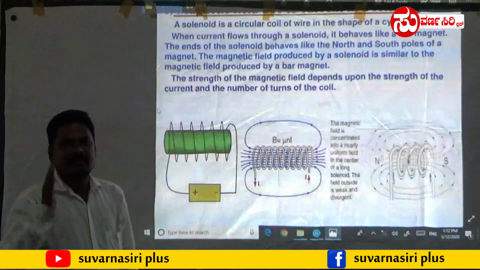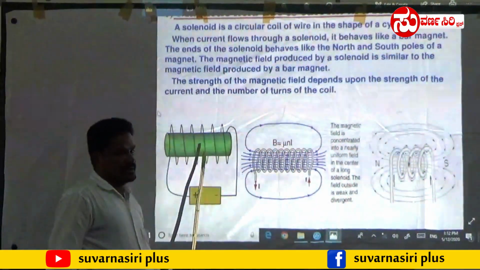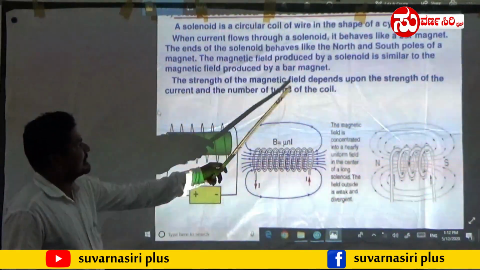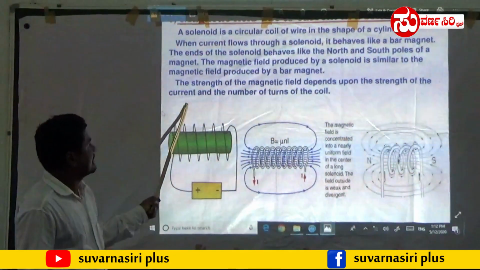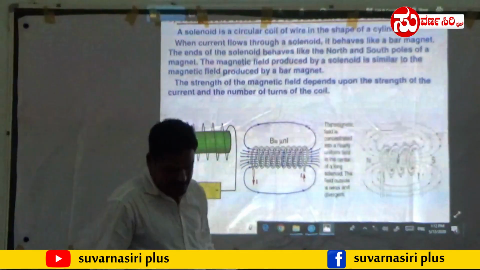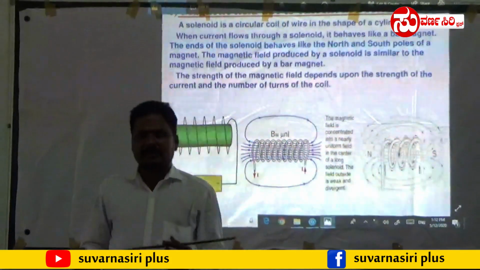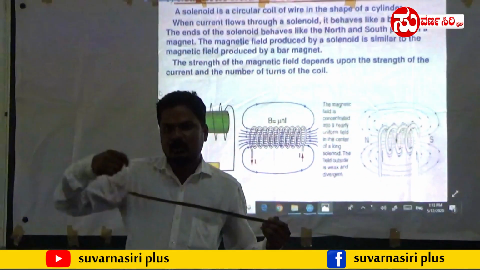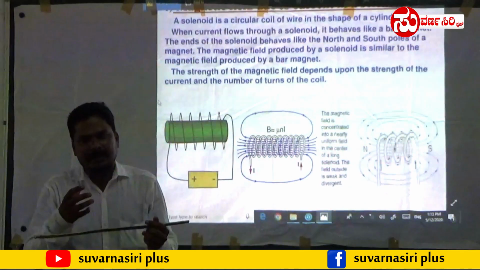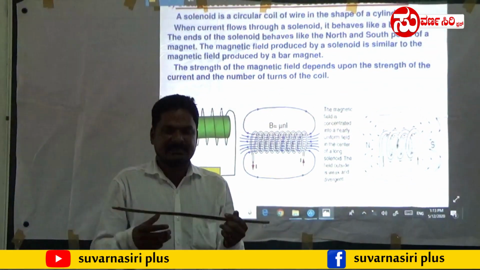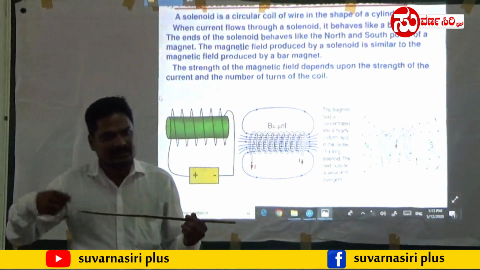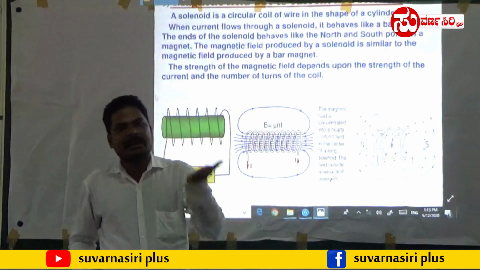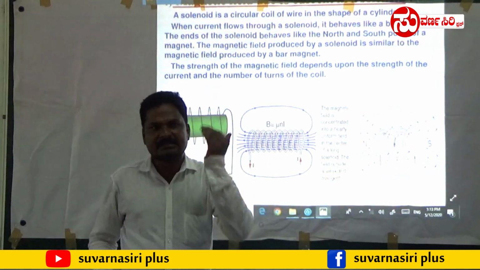In the same way, the magnetic field produced by the solenoid is equal to that of a bar magnet, and the strength of the magnet depends upon the strength of the current and the number of turns. If I wrap more and more wire, the magnetic field produced by this solenoid is greater. If we increase the number of turns of the coil, automatically the magnetic field also increases.